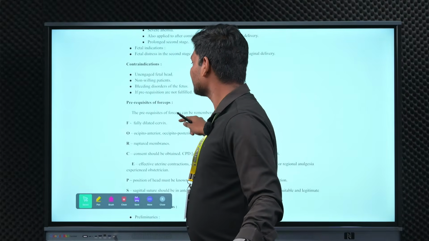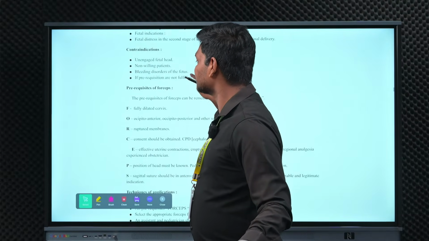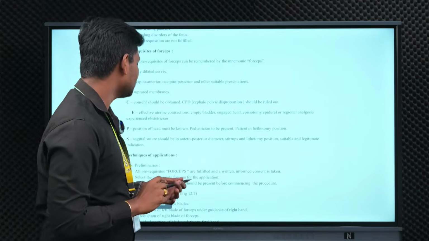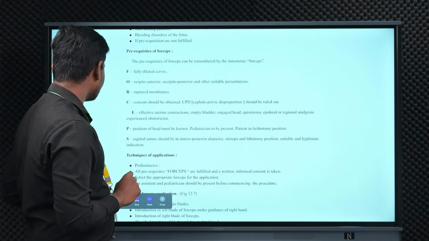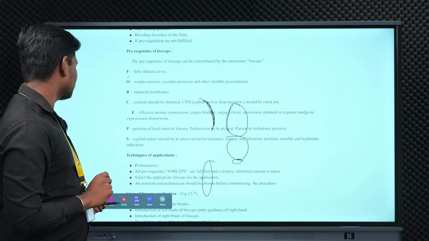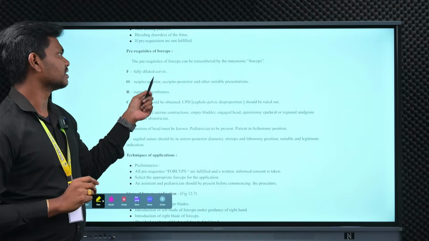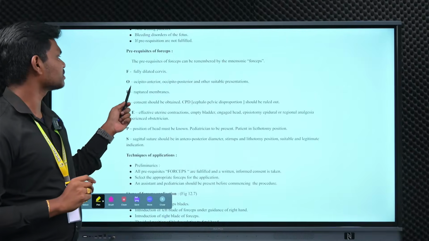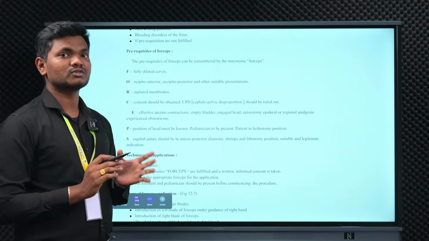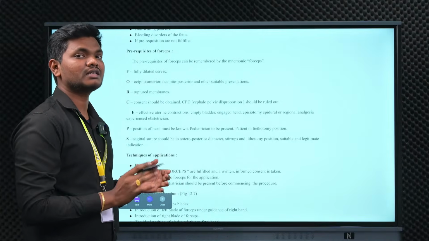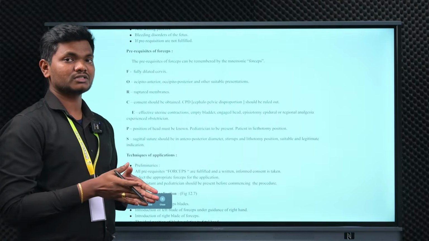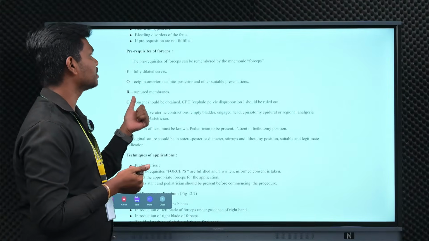So what are the prerequisites here? The forceps itself is the prerequisite. Okay, so what is the prerequisite we are going to see now? First thing, F. The F refers to fully dilated cervix. The second one is O. O refers to occiput anterior or occiput posterior or other suitable position. So when the fetus is in the occiput anterior or occiput posterior, or it may be another suitable position, then we can apply the forceps.